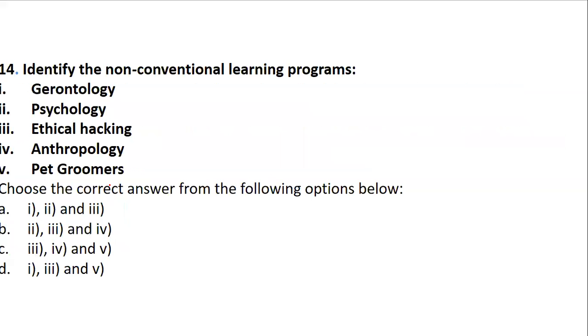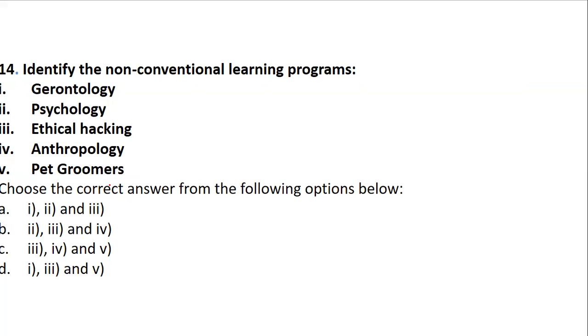Okay. Then identify the non-conventional. You have a topic as conventional and non-conventional, and oriental education. So the non-conventional learning programs are gerontology, psychology, ethical hacking, anthropology, or pet groomers. So which will be coming under the conventional learning program? This is one of the options under the conventional and non-conventional learning programs. They will give you the examples and you have to tell it.